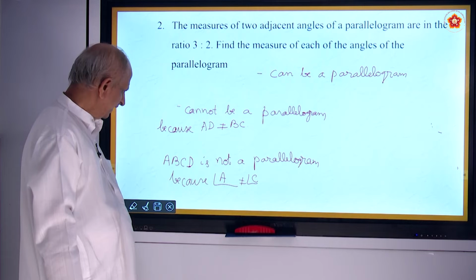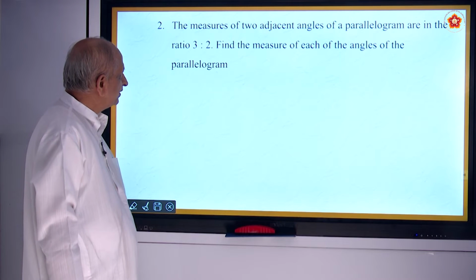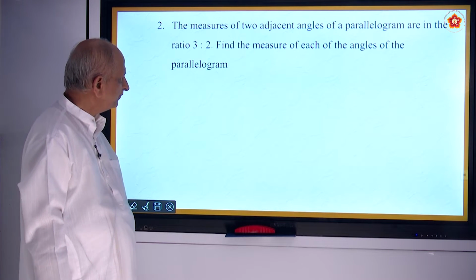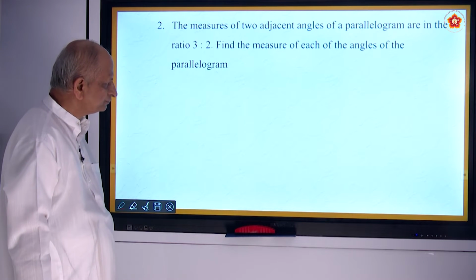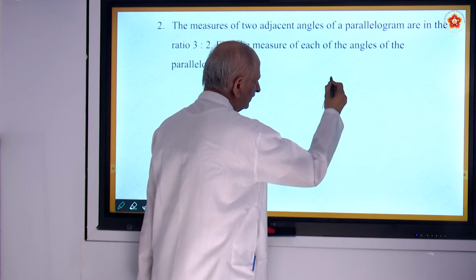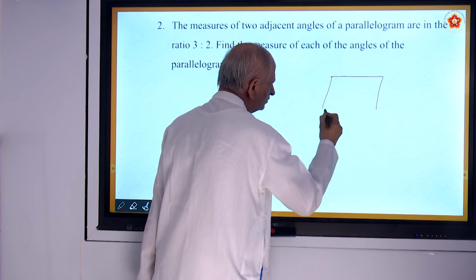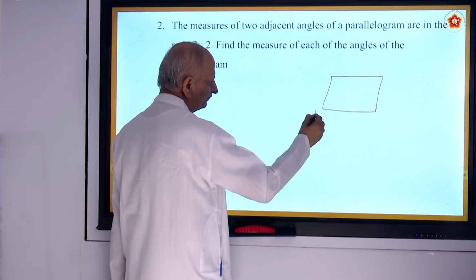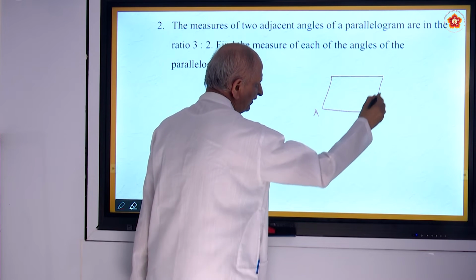Okay. Now, coming to the second question, the measures of two adjacent angles of a parallelogram are in the ratio of 3:2. So, one rough figure you can draw. Of course, you can do it with the scale and pencil. We will call it ABCD.